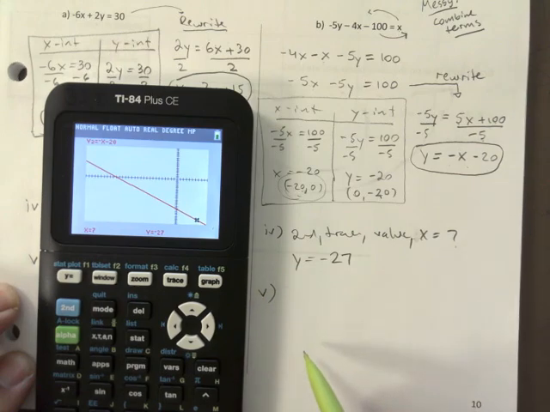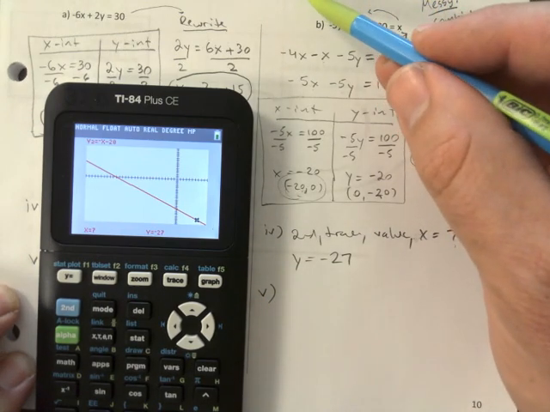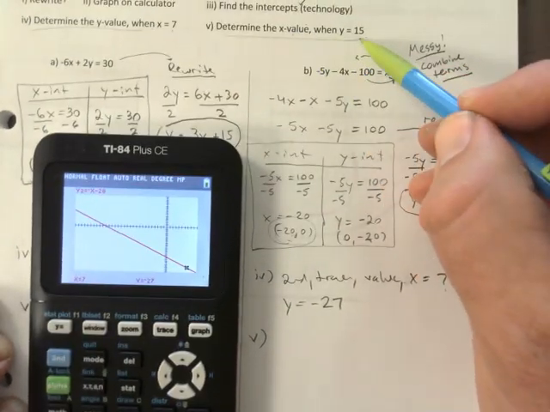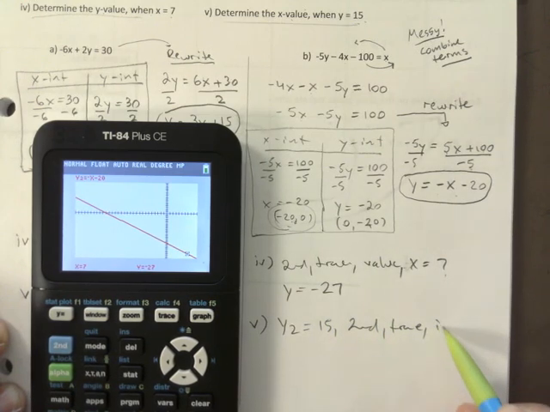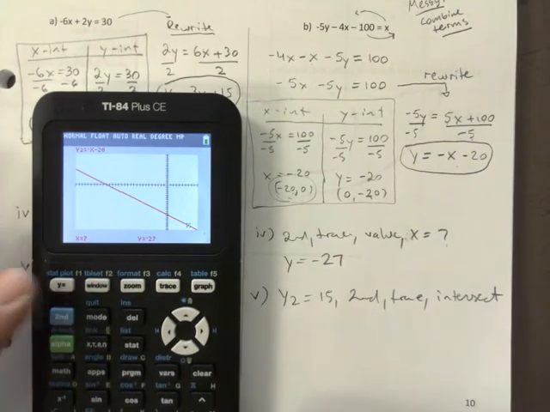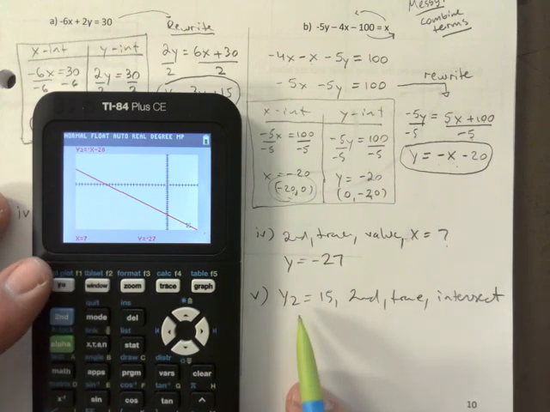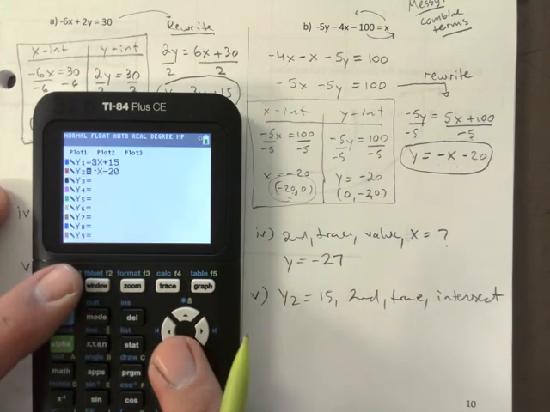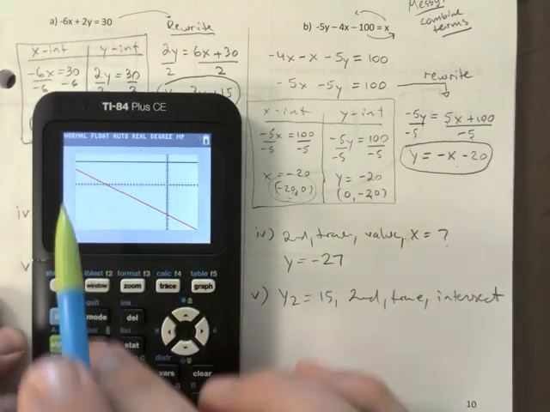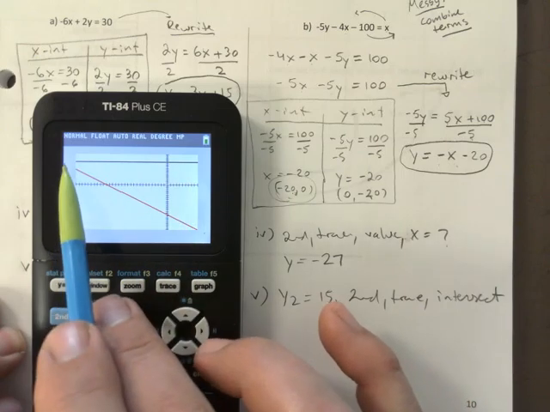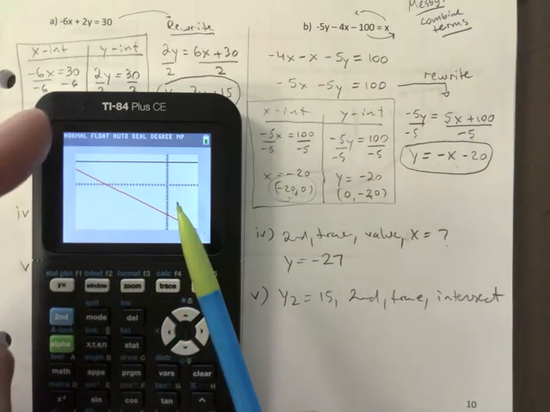Okay? And I want to know what x is equal to when y is equal to 15. We let y2 is equal to 15. Second trace intersect. Will we be able to see the line y is equal to 15? Probably not. We're going to go to y3. Oh, it is right there. But do you see the intersection? You don't. So what do we have to change?